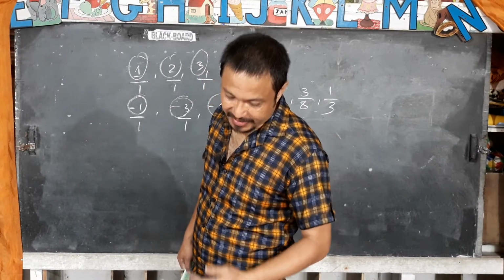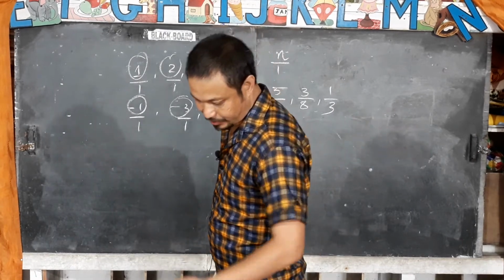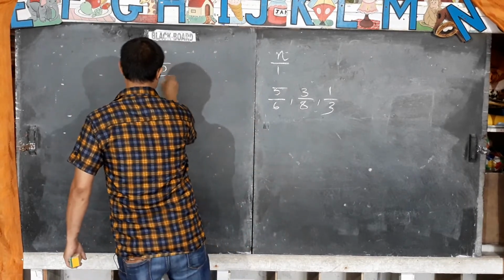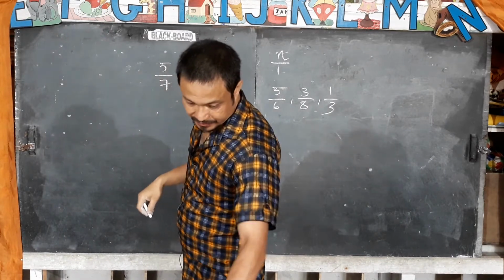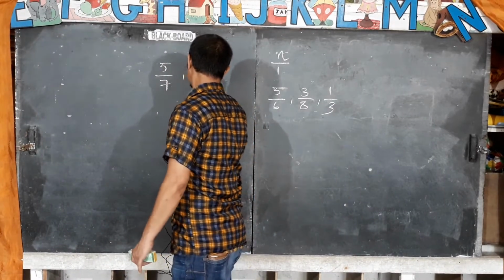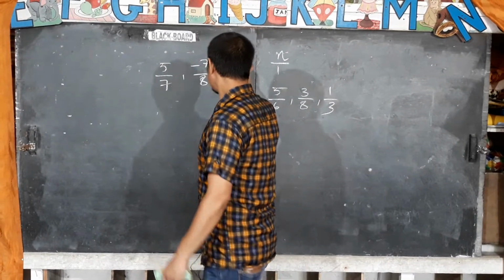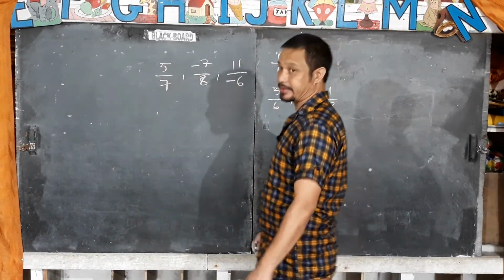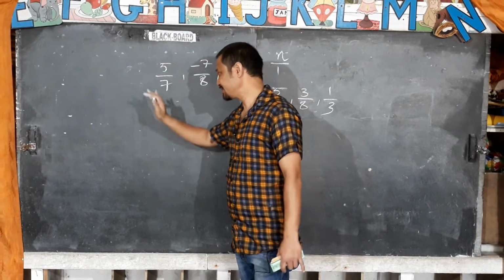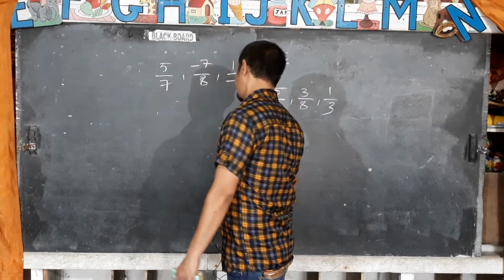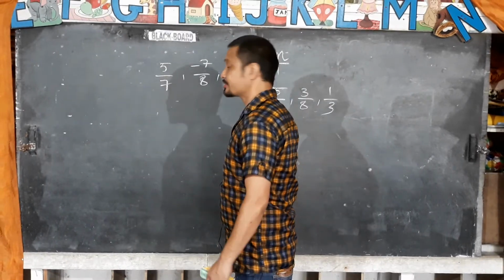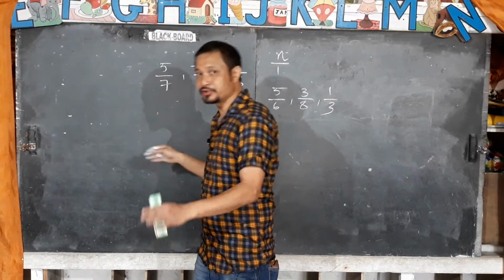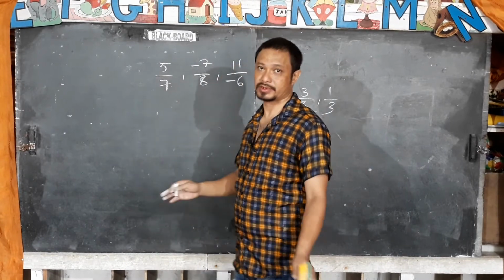But rational numbers like 5 upon 7, minus 7 upon 8, 11 upon minus 6. I'll just write it for you. 5 upon 7, comma, minus 7 upon 8, comma, then 11 upon minus 6. Okay. These cannot be integers. These are not integers. Again, as I told you when we did the number line, 0 is the midpoint. On the right hand side of 0, on my side, are positive numbers, and on the left hand side it will be negative numbers. But out there, do you see any number in a fraction format? No, it's not in a fraction format.